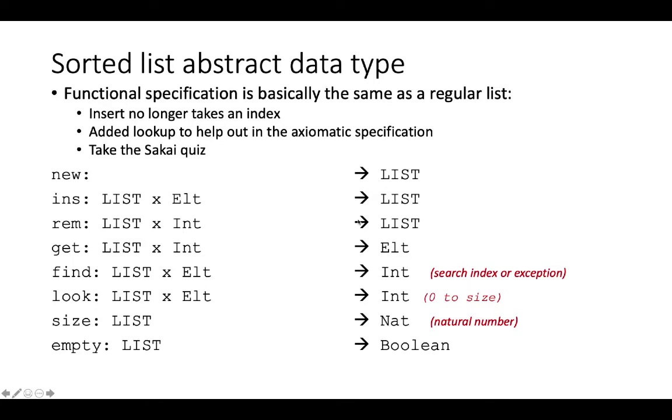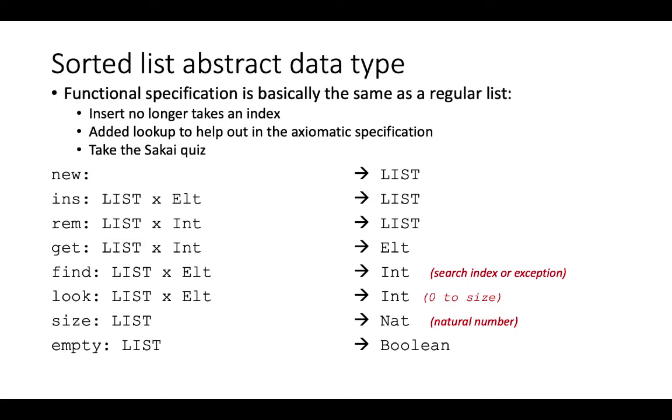So remember what step one for defining a new data structure, or a new abstract data type, is. The first thing we want to do is to have a functional specification that describes the operations on this abstract data type. So if we look at what we might want to do with a sorted list, it looks a lot like list. We have to have some way of creating a new one, and that's going to give us some sort of list, presumably an empty list.